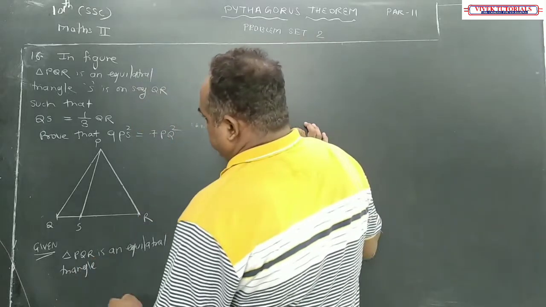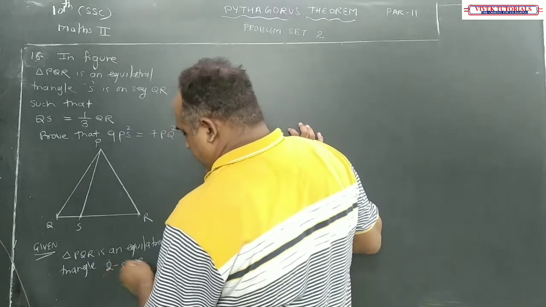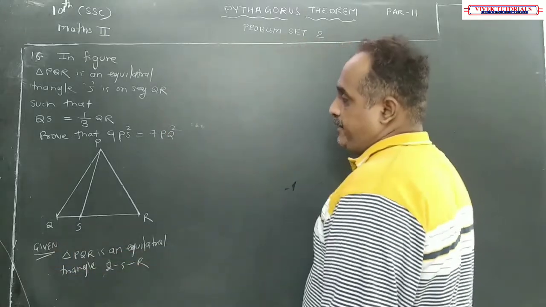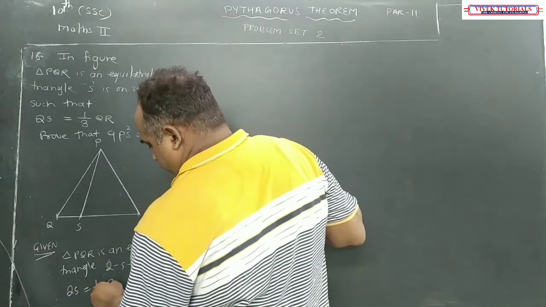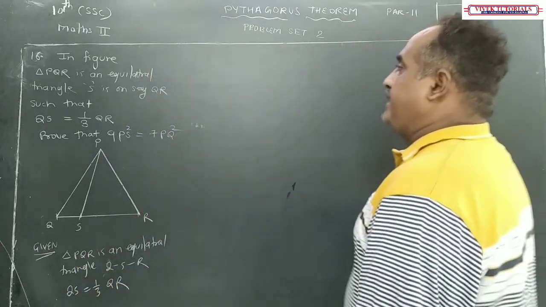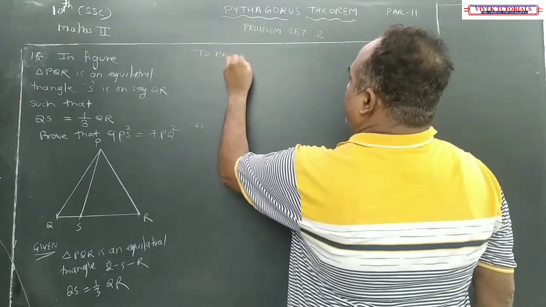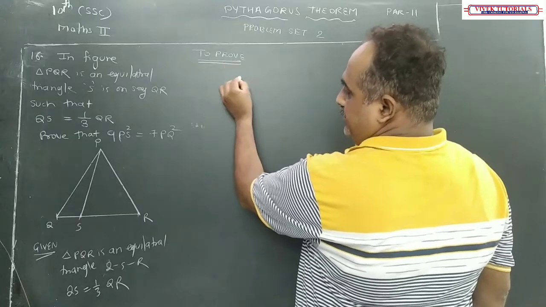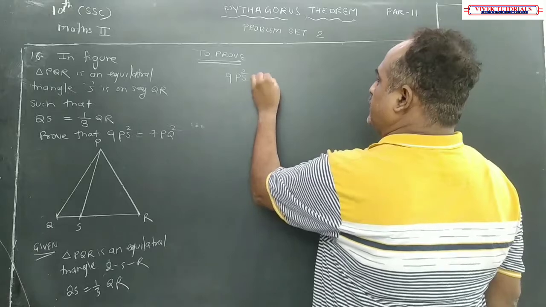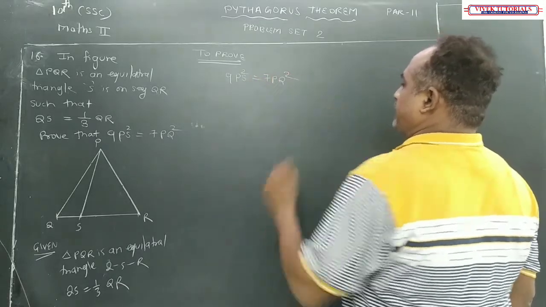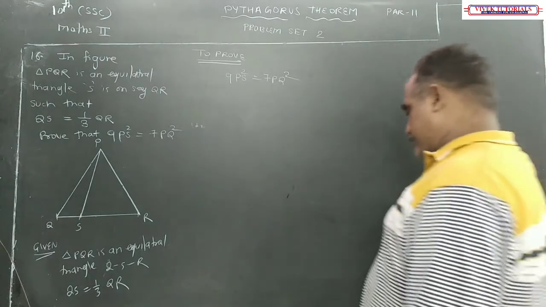Then they have given Q, S and R are collinear points. S lies on QR and QS is 1/3 of QR. The main thing is what they are asked to prove. They asked to prove that 9PS square is equal to 7PQ square.